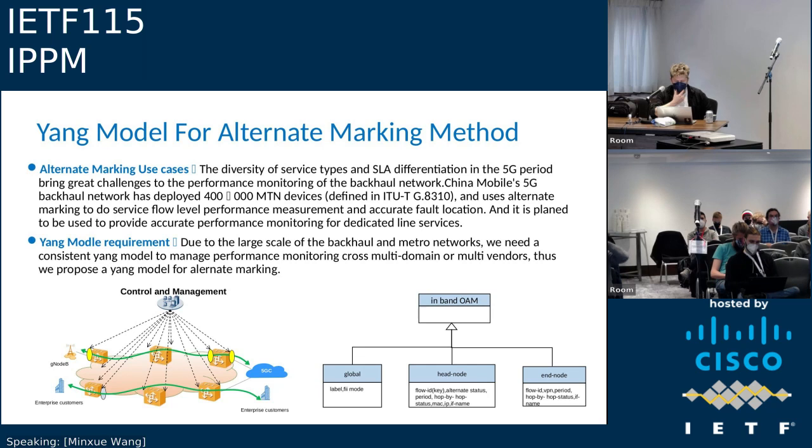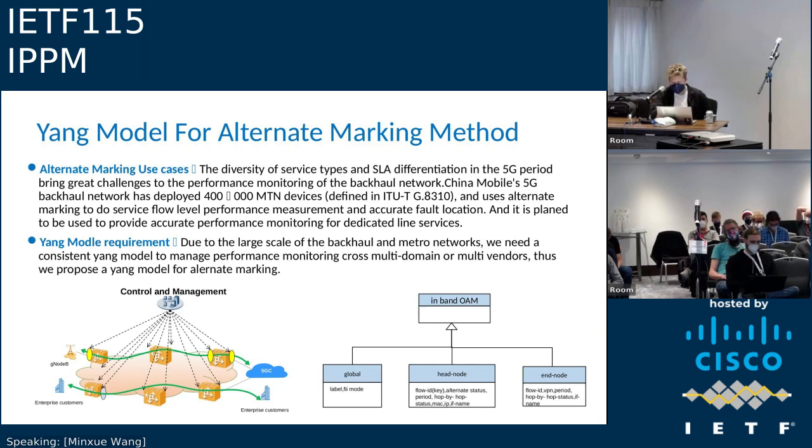So why do we need a YANG model for alternate marking? As you know, the backhaul and metro networks in China Mobile are large scale, and we need a consistent YANG model to manage the performance monitoring across different domains or different vendors. So we propose a YANG model for alternate marking. We have three objects here: the global object, head node, and end node.